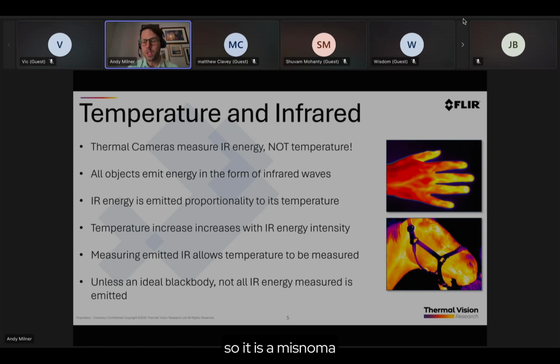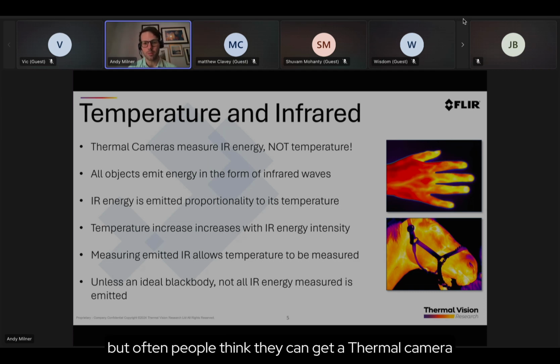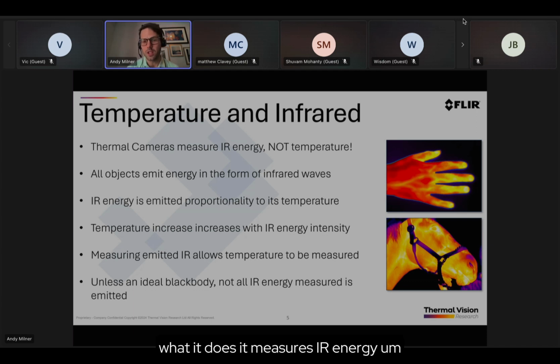It's a misnomer, but often people think they can get a thermal camera and it's a thermometer. It's not a thermometer. What it does is measure IR energy that's been emitted or reflected by objects around it.